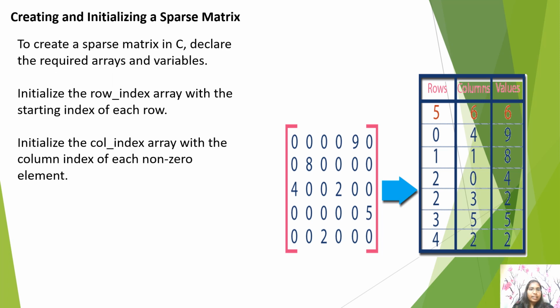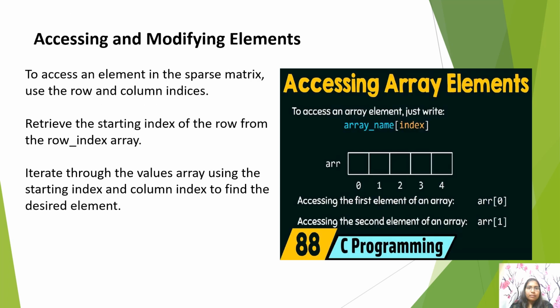Creating and initializing a sparse matrix. To create a sparse matrix in C, declare the required arrays and variables, initializing the row index array with the starting index of each row, and initializing the column index array with the column index of each non-zero element.